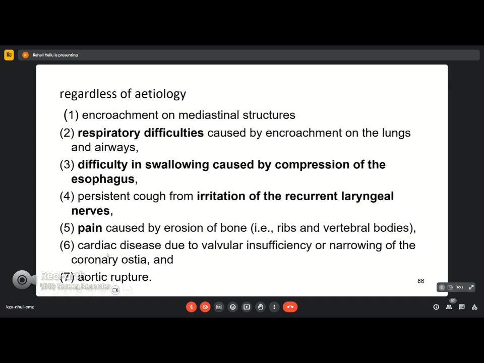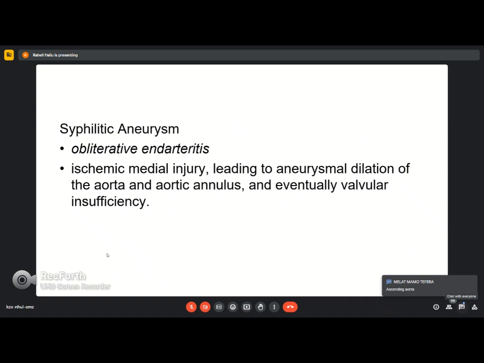So they might result in cardiac disease. And as you know, where do the coronaries arise from? Where do the coronary arteries arise from? Somewhere around the root of the aorta, right? The major coronary arteries arise around there. So with dilatation, they can be obstructed, resulting in ischemic disease of the heart. And of course, aortic rupture can occur if there is significant thinning of the wall.